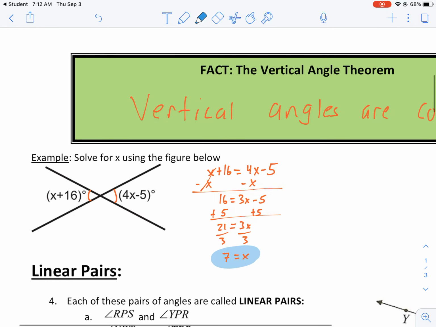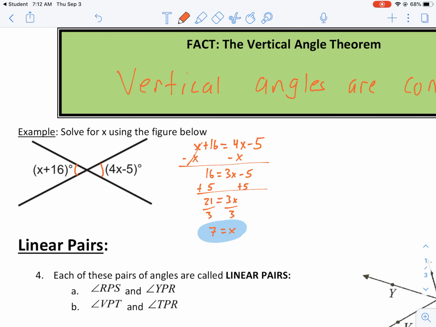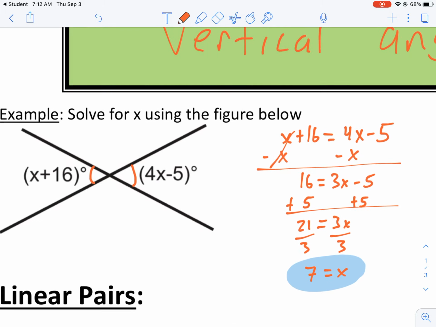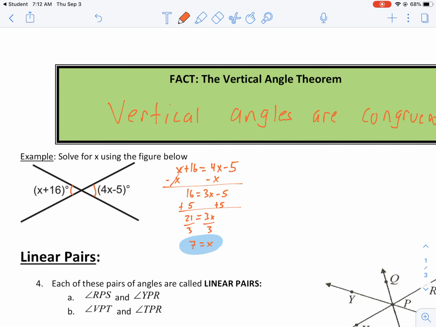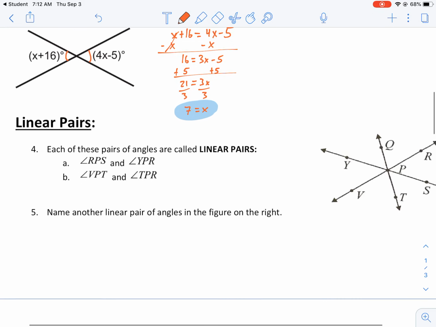People often say that geometry is how you set up the equations, and then algebra is how you finish it. You've got to know the geometry to know that these two angles are equal to each other, so you can create that equation. So vertical angles are congruent. That's the first very important thing to know that we're going to talk about today.